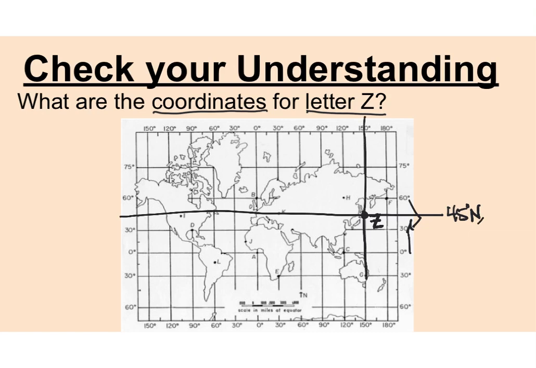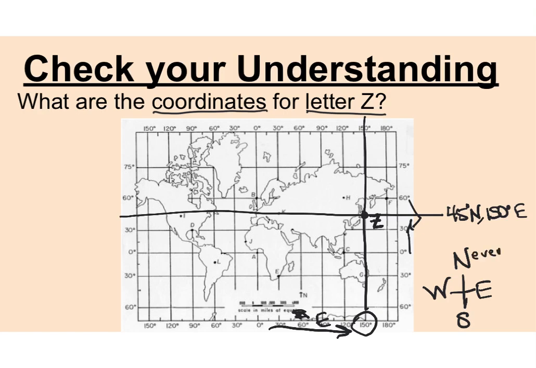And then its longitude line is here. Find the number, which is 150, and then find the direction. And I know that it is west, nope, east of the prime meridian. I get those mixed up all the time. So I usually have to write my little compass direction here. And then I also always remember never eat soggy waffles. And then that can help me to remember north, south, east, west.